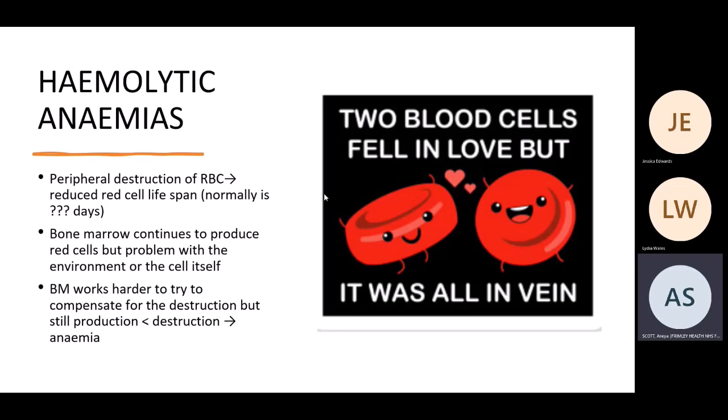And what happens is that the bone marrow continues to produce red blood cells, but there's a problem either with the environment or with the cell itself. That means that the cells are broken down more quickly, and the bone marrow works harder to try and compensate for the reduction, but the production is still less than the destruction, and that's what leads to an anemia.